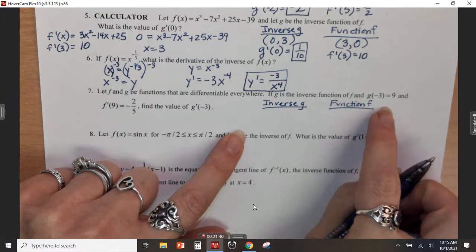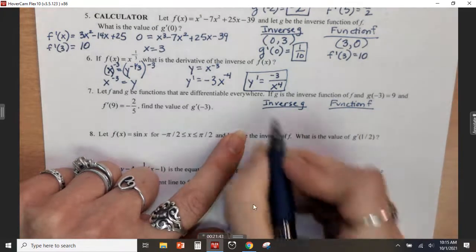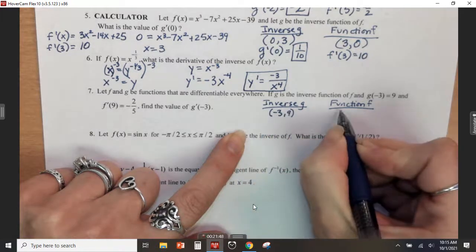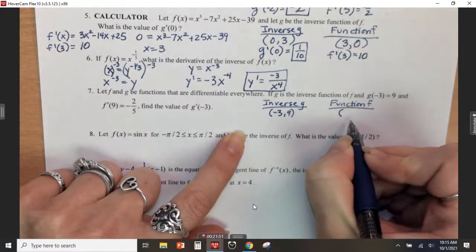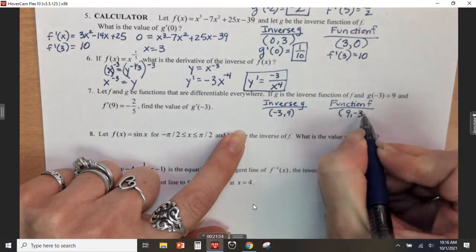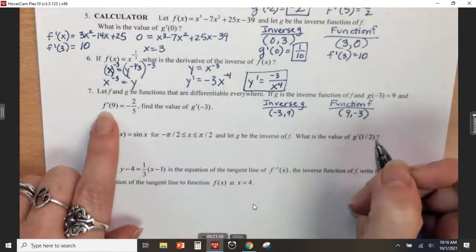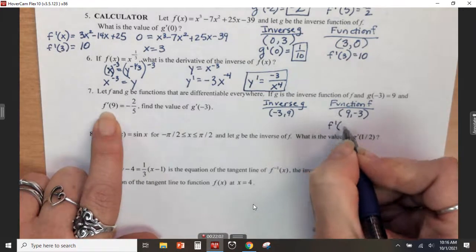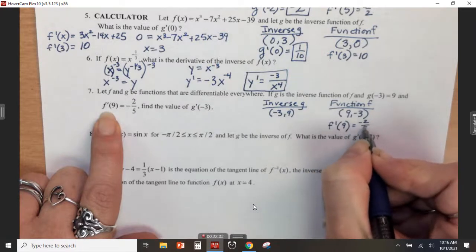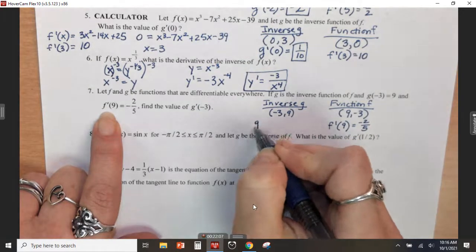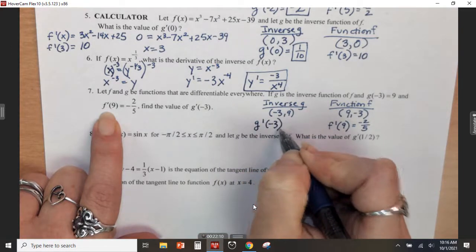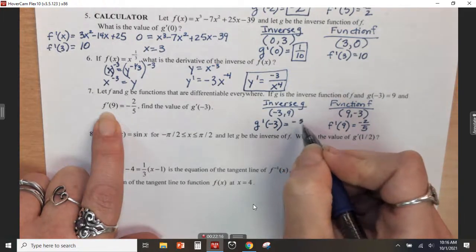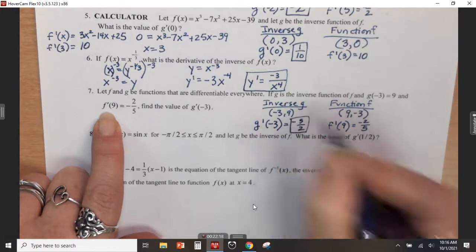What is that telling me? Point on the inverse is negative 3, 9. Good. So what's the point on the original function that corresponds to it? 9, negative 3. Awesome. And f prime of 9, okay, that belongs under f. F prime of 9 equals negative 2/5. Find g prime of negative 3. Negative 5/2. You do the reciprocal of this one.